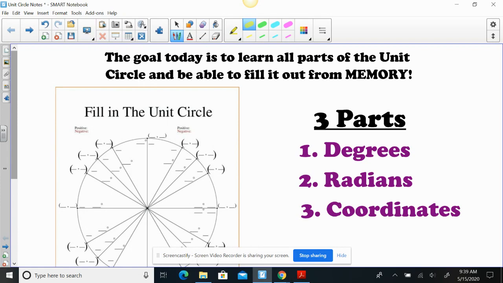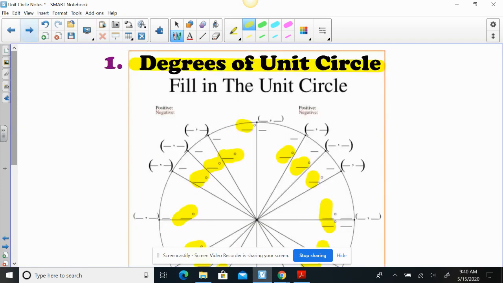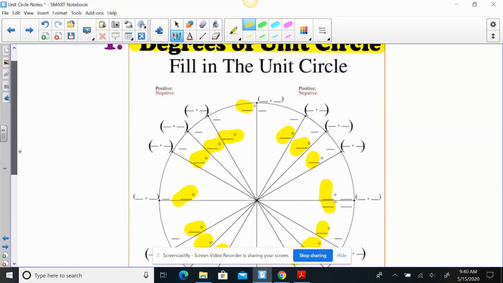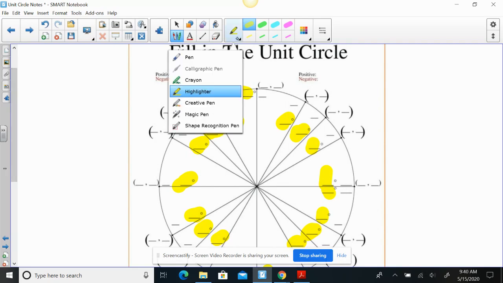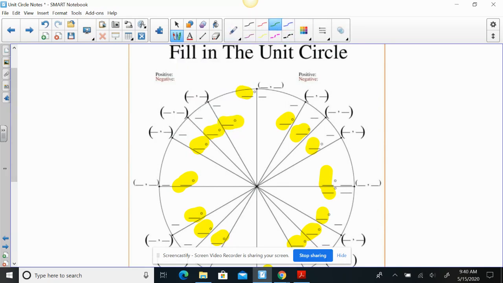There are three parts to the unit circle: degrees, radians, and coordinates. If we look at degrees, we started with this the other day. We know that our x-axis is called our initial side. So if I go on that x-axis, this should be 0 degrees. If I go up to the y-axis, remember that was 90, and all the way over to the other side is 180. So you can picture that 90-degree angle.